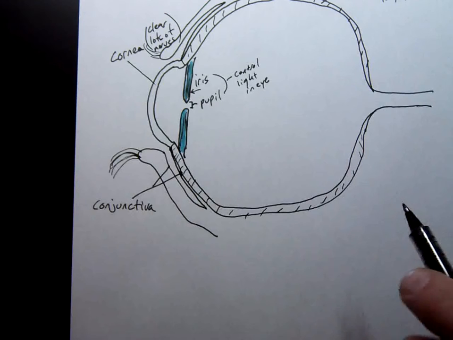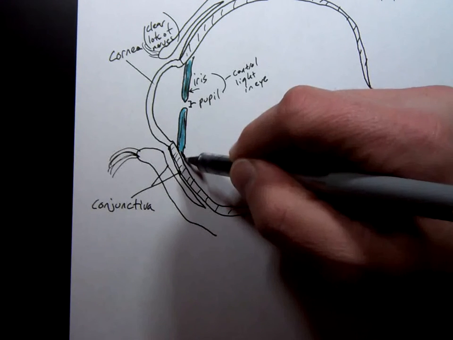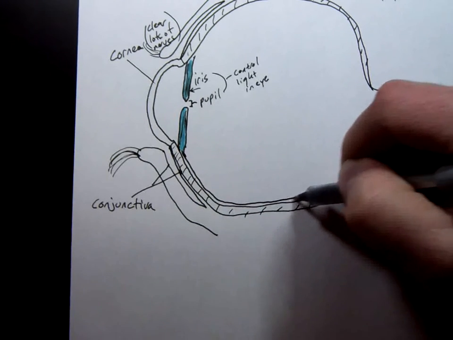Now, in the spirit of these continuous layers, this is also a continuous layer. I want you to draw a really thin layer that lays on top of the sclera here.